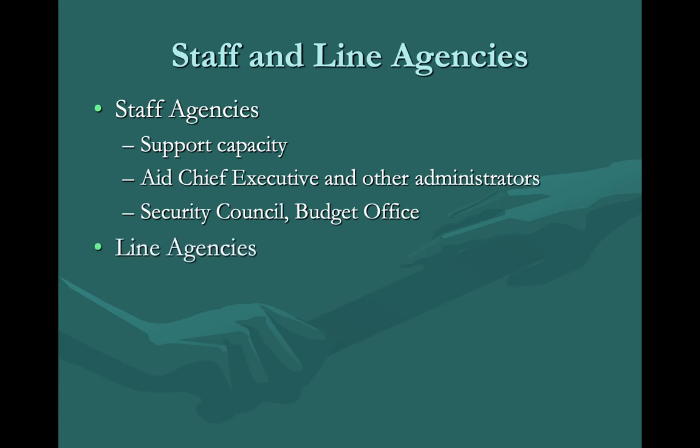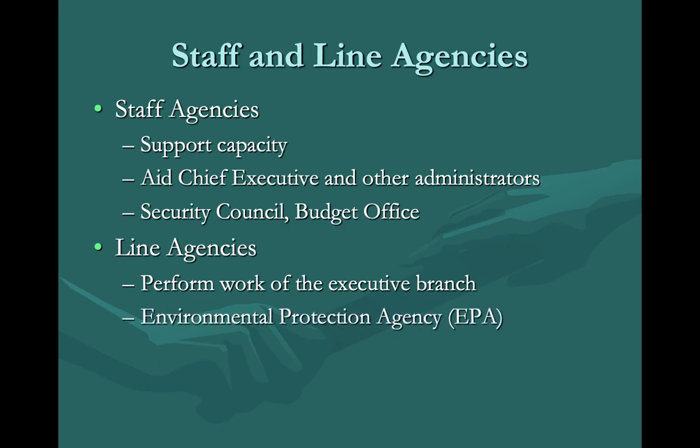Once decisions are made, line agencies take over because these are the agencies that actually carry out the orders of the president and perform the work of the executive branch. This includes agencies such as the Environmental Protection Agency, whose job is to enforce all of the environmental protection laws that govern our country. This agency is responsible for investigating and supervising the operation of factories, looking into issues of pollution, and taking actions to try and clean up the environment within the United States so that we can have clean air and clean water.